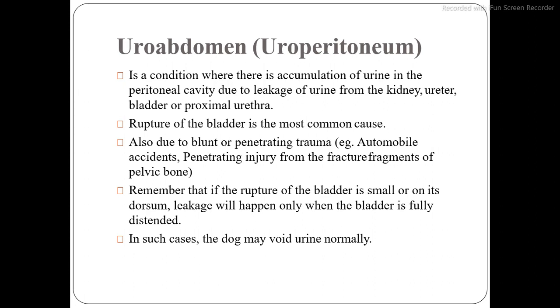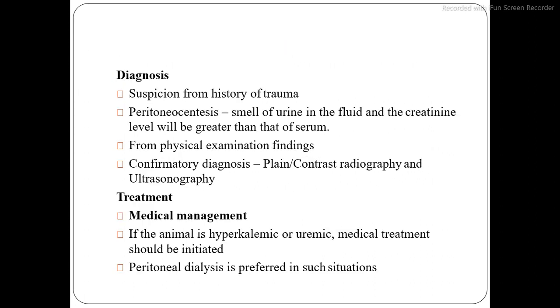Remember that if the rupture of the bladder is small or on its dorsum, leakage will happen only when the bladder is fully distended. In such cases, the dog may void urine normally. Diagnosis: suspicion from history of trauma, peritoneocentesis, smell of urine in the fluid, and the creatinine level will be greater than that of serum. From physical examination findings: confirmatory diagnosis, plain/contrast radiography and ultrasonography.